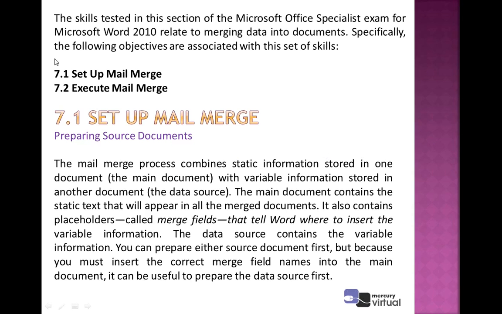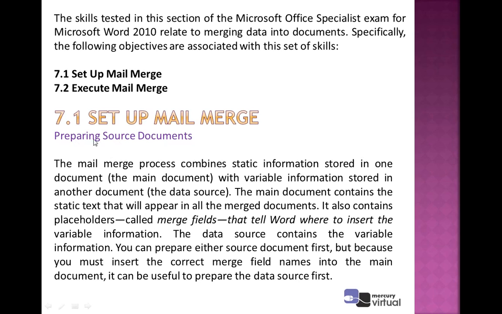Now let's see. This chapter contains 2 parts. First one is set up mail merge, then 7.2 is execute mail merge. So 7.1 is how to set up the mail merge operations, and then 7.2 says how to execute the mail merge operations. So starting with 7.1, that is set up mail merge.